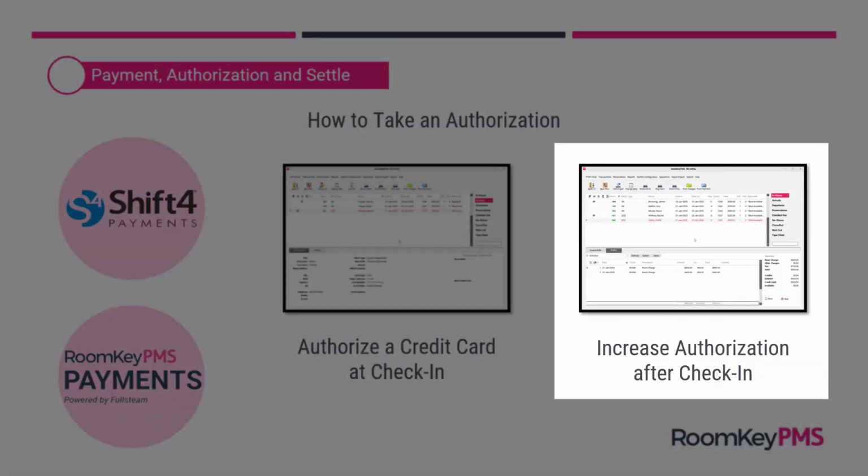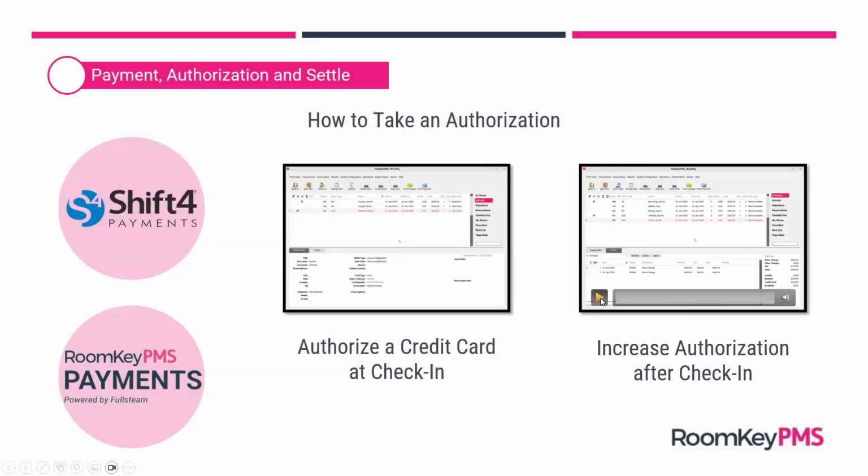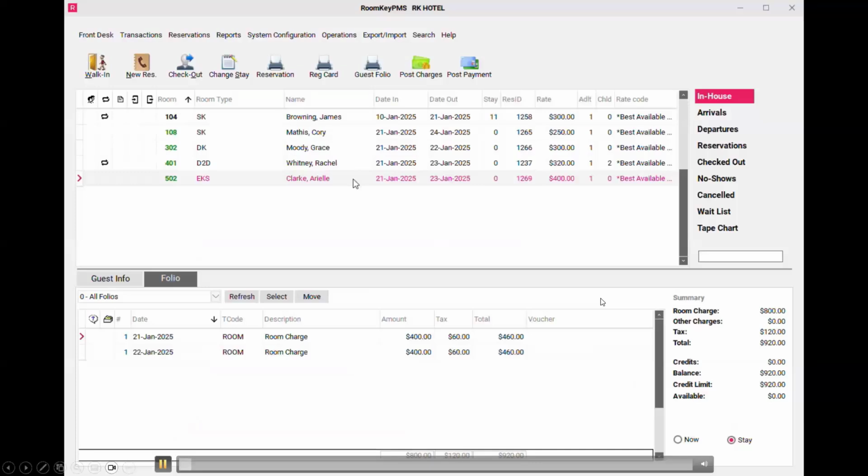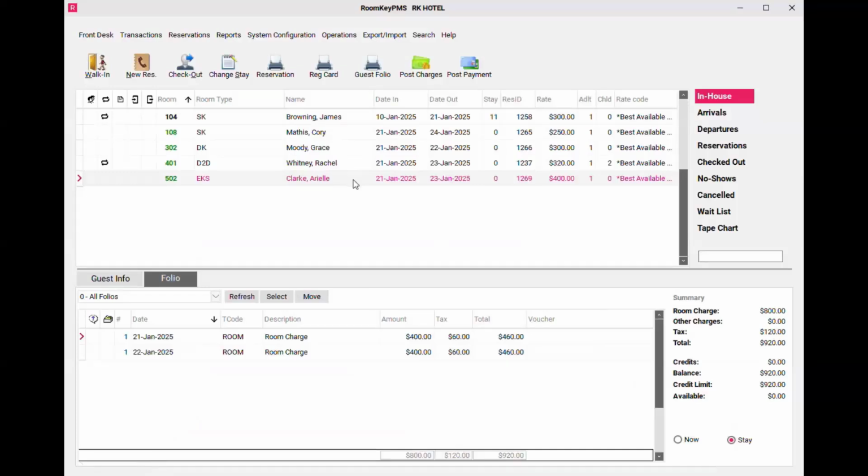Now let's look at how you can increase authorization after check-in. So in this case, I have a guest who is already checked in-house, and we have some room charges that'll post throughout their stay. But if you take a look here in the summary, I actually have no credit available. And this hotel's policy is to always have a $100 credit available for incidentals.